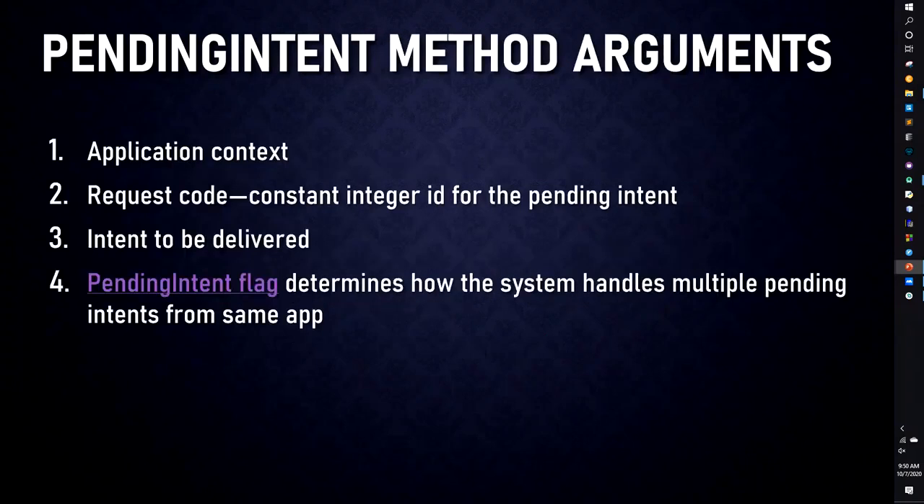So this pending intent method takes about 4 arguments. The first one is the application context, and also the request code. Here, the request code is some integer value. It's okay if you pass an integer value, but it's better to not use 0. If you use 0, this pending intent will not fire any notification. So you can use any number other than 0.